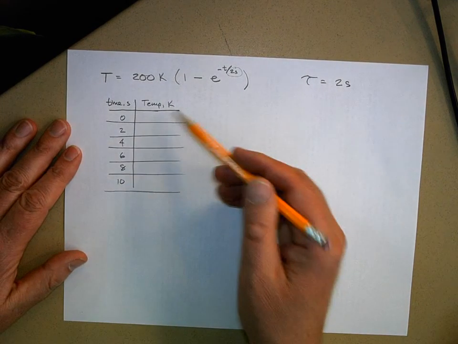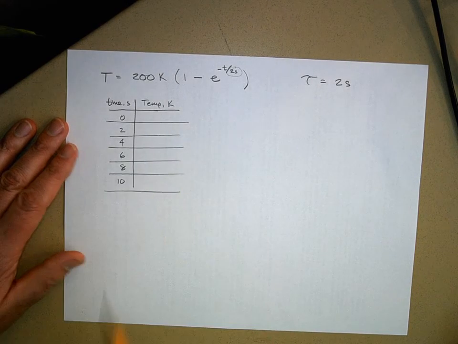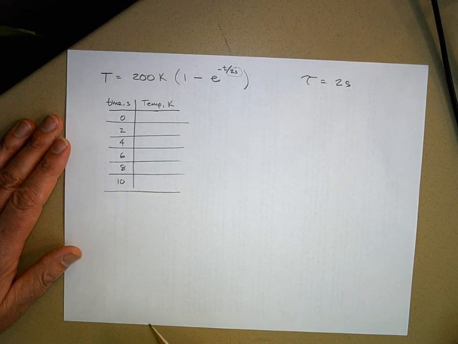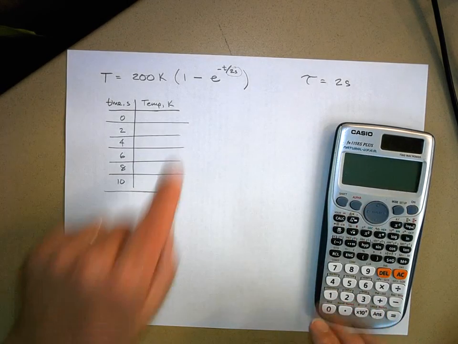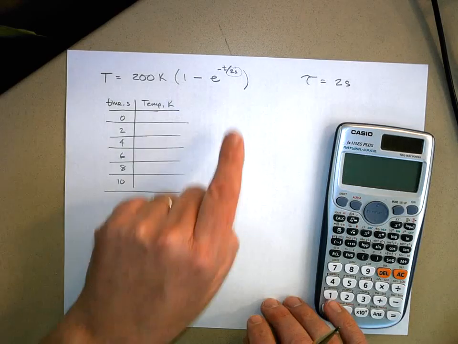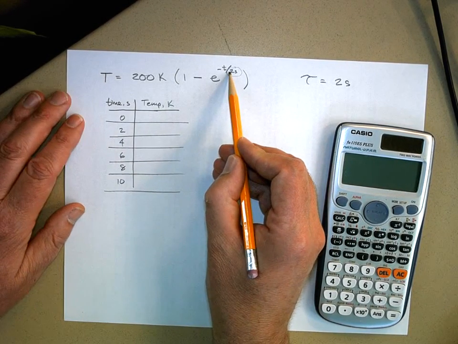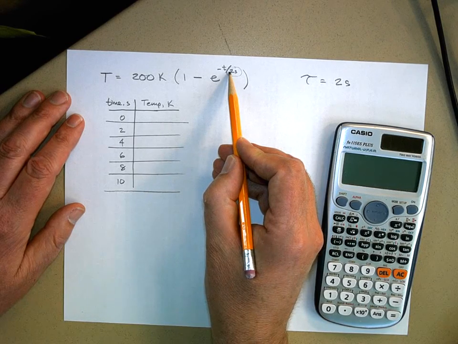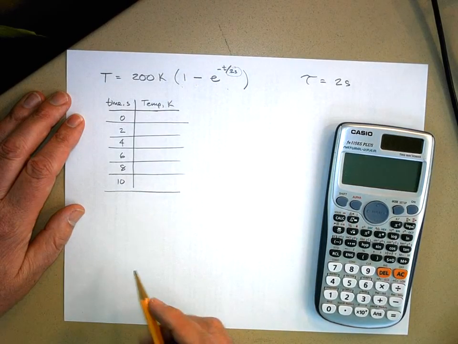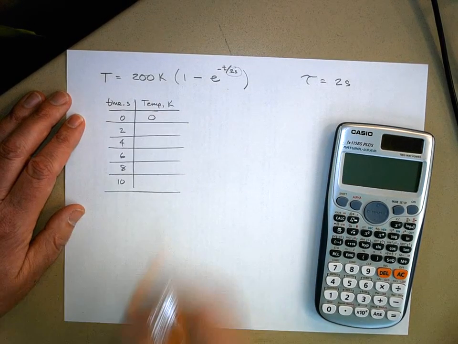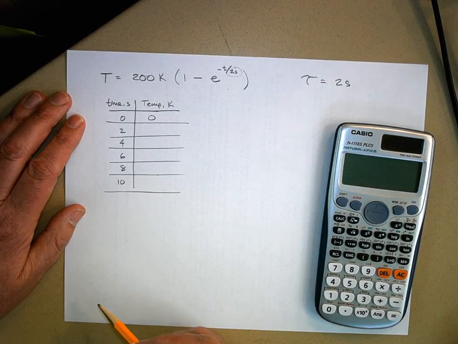So let's do this right now. What I would like you to do is to fill out this chart for me as I go along, because we haven't much time. Now here's the 1 minus. Now let's plug in 0. What is e to the 0 power? 1. What is 1 minus 1? 0. 0 times the 200 is 0. So this starts at 0.